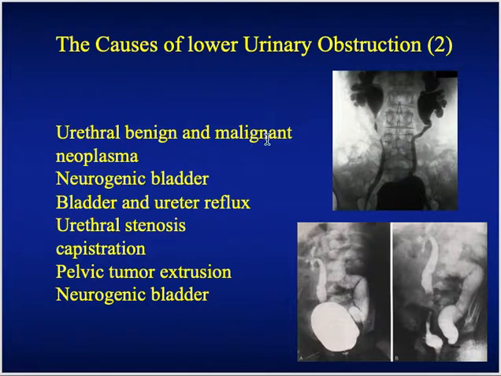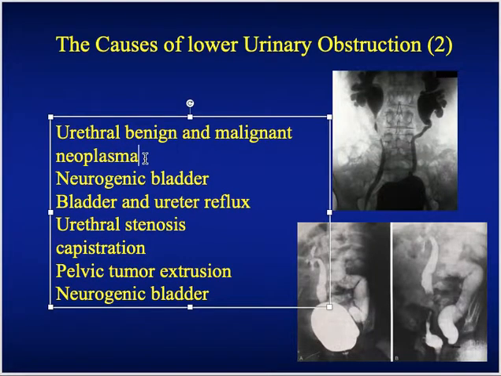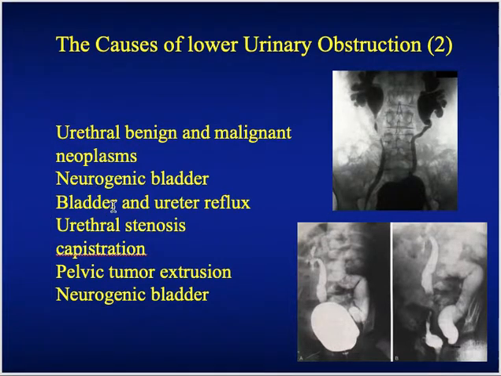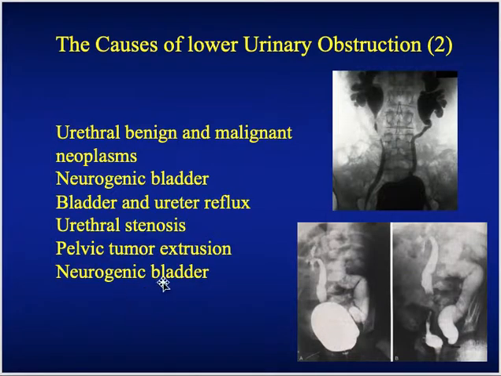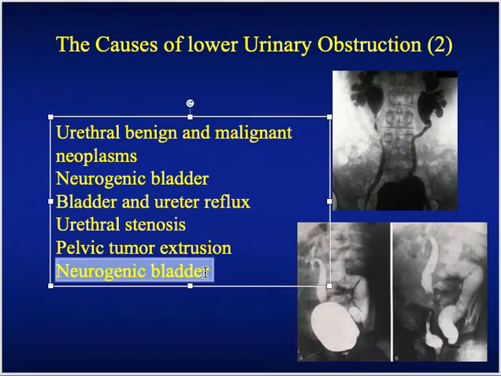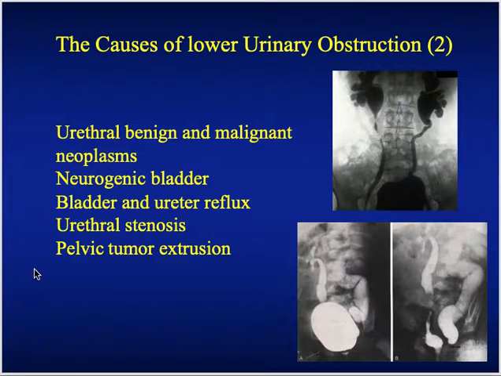Again, the causes of urinary tract obstruction continued: urethral benign and malignant neoplasms, neurogenic bladder, bladder and ureter reflux, urethral stenosis, pelvic tumor extrusion, or neurogenic bladder. Sorry, neurogenic bladder is repeated, so that's fine. All these causes can lead to urinary retention.